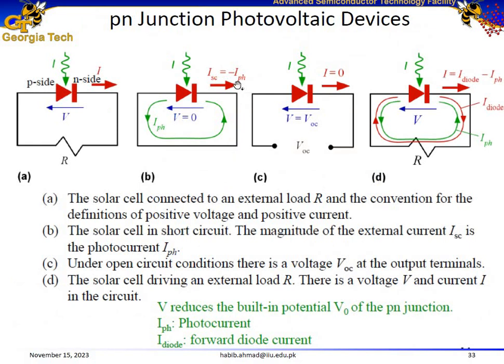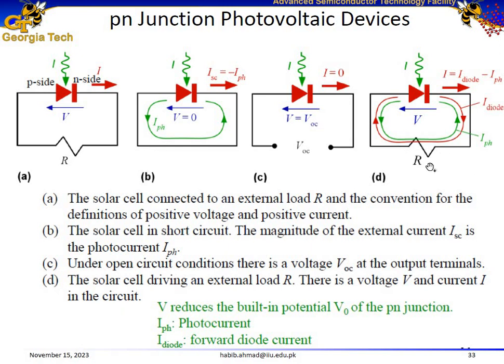So here let us consider these configurations. Consider this solar cell short circuited. So we have short circuit current flowing across this configuration because of the incident photons. And under open circuit condition, no current flows, the voltage would be maximum. We call it the open circuit voltage.